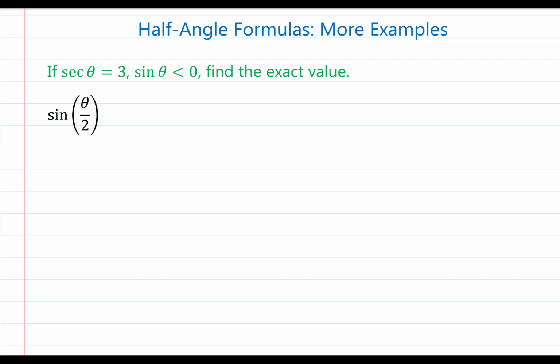In this video, we are going to do another example where we have to evaluate an expression using the half-angle formula. So if secant of theta is equal to 3 and sine of theta is less than 0, we need to find the exact value of sine of theta over 2.